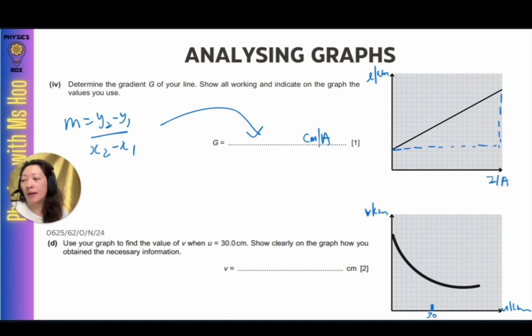Let's say this is 30. You need to draw the dotted line out to look up the value of V. So whatever value you get from the graph, you need to write it in the space provided. Obviously, this line should be drawn with a pencil and a ruler. So when it says show clearly on the graph here, you need to draw this line. This would give you 1 mark, and 1 more mark will be given for the correct answer.